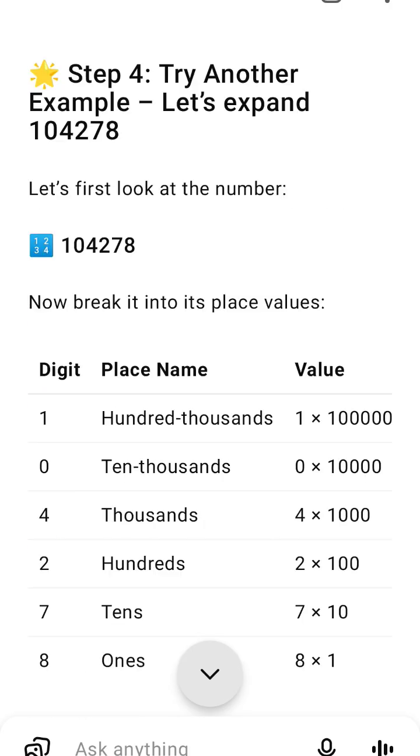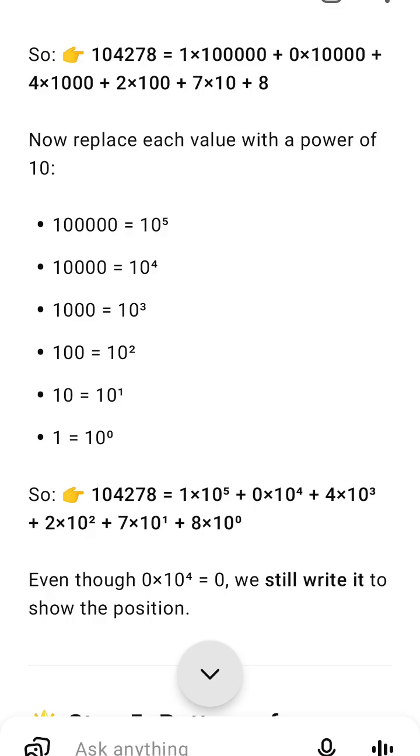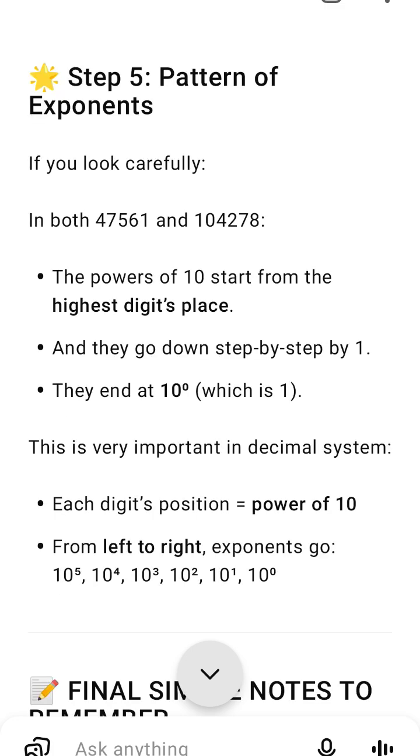Final simple notes to remember. Decimal system equals base 10. We use place value and powers of 10. Place values with powers. Place, power of 10, units. Units, ones, 10 to the power 0. Tens, 10 to the power 1. Hundreds, 10 squared. Thousands, 10 cubed. Ten thousands, 10 to the power 4. Lakhs, 10 to the power 5. Crores, 10 to the power 7.